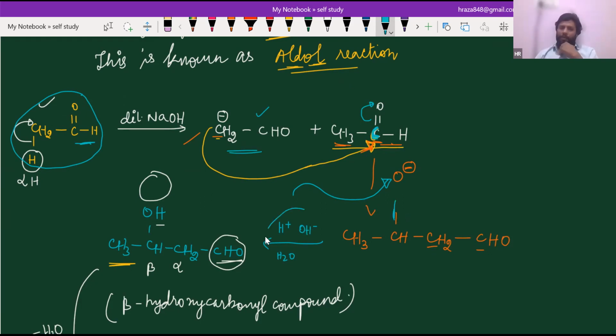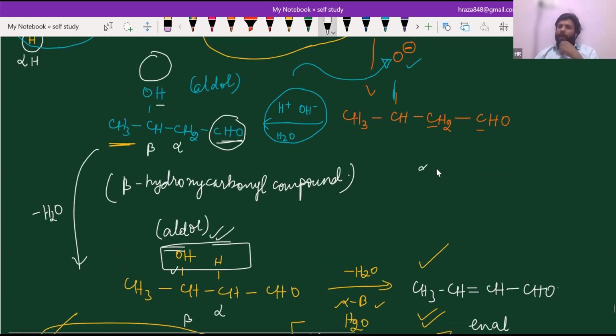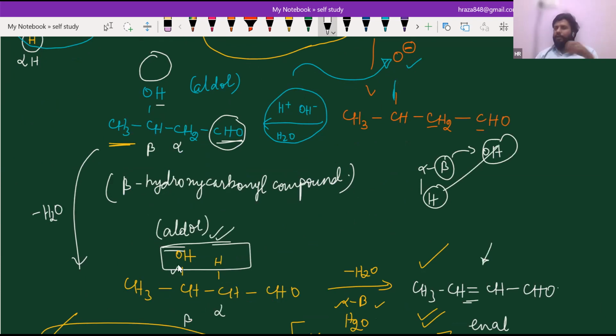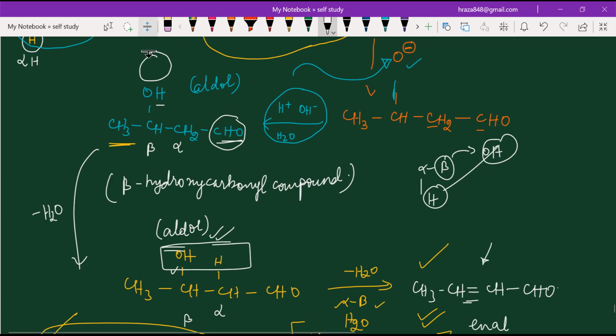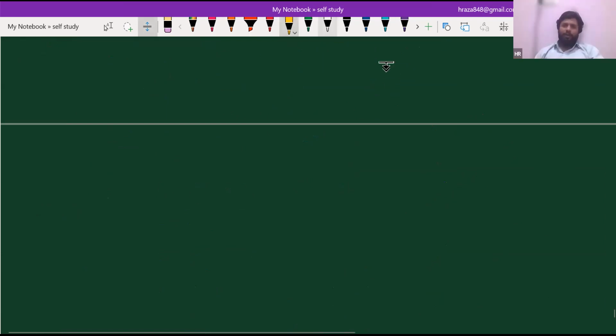Again, after that you are going to add H2O, and H plus will be added on the O negative, and you will get beta hydroxycarbonyl compound, or we will call it aldol, because aldehyde and alcohol is here. And if you are going to remove water from here, always remove water from alpha beta. Beta will have always OH and alpha will have one hydrogen. And if you are going to remove this, there will be double bond, and this is known as enal, and this reaction is known as aldol condensation. Is that clear? Yes, sir. So I'm going to give you a question. Just follow the same steps. You will get your answer.